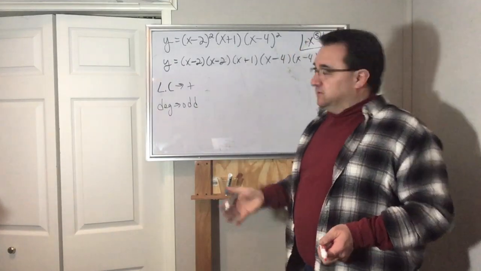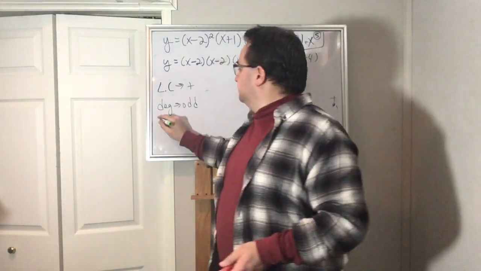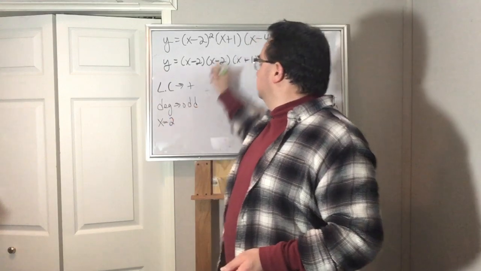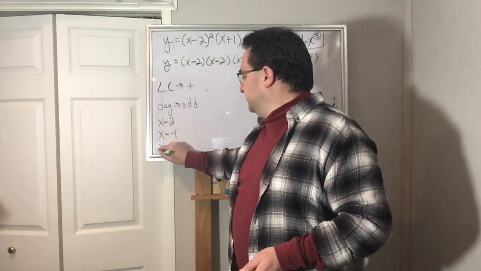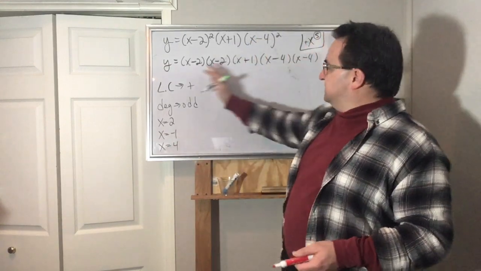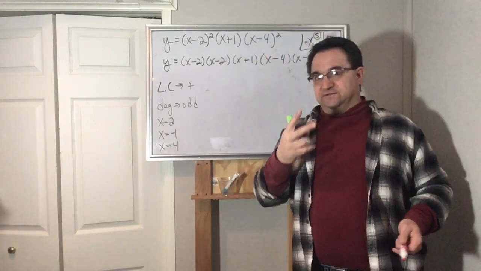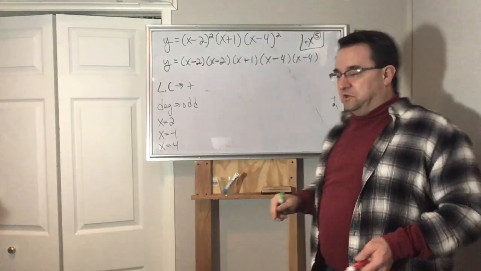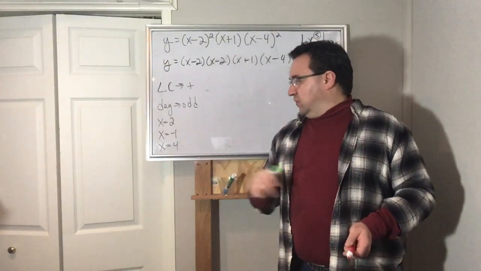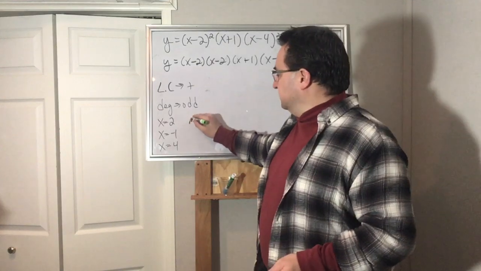Now the zeros, there's only 3 zeros. X equals 2. X equals minus 1, and x equals 4. It just so happens that this one occurs twice, multiplicity of 2. This one only happens once, multiplicity of 1, and this one happens twice, multiplicity of 2. So I'm going to record that.